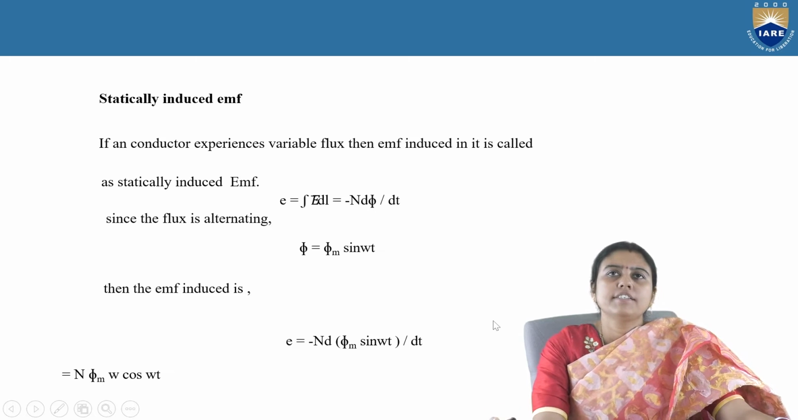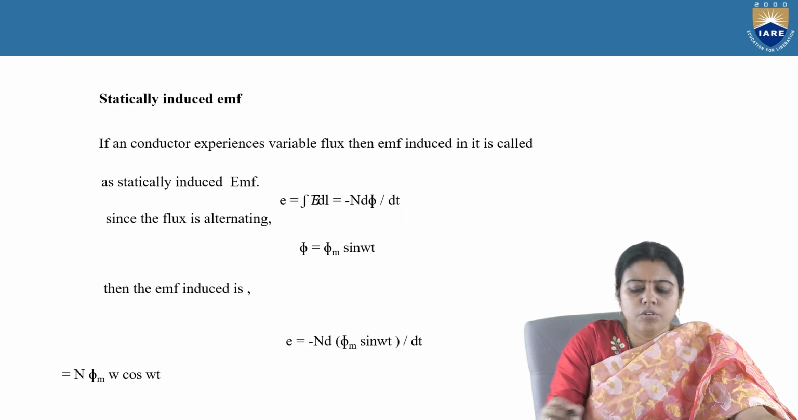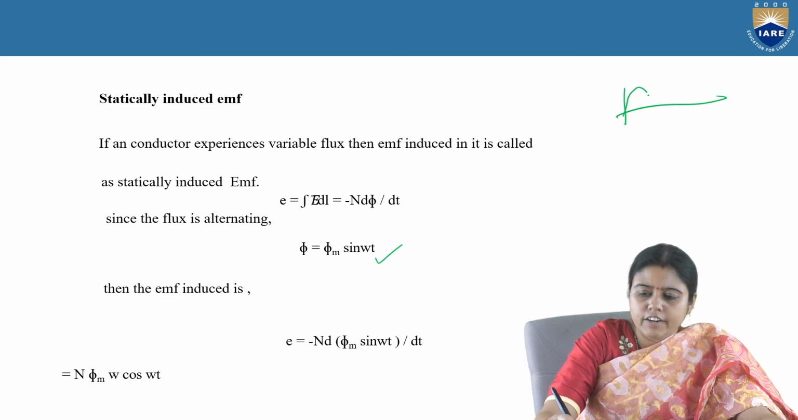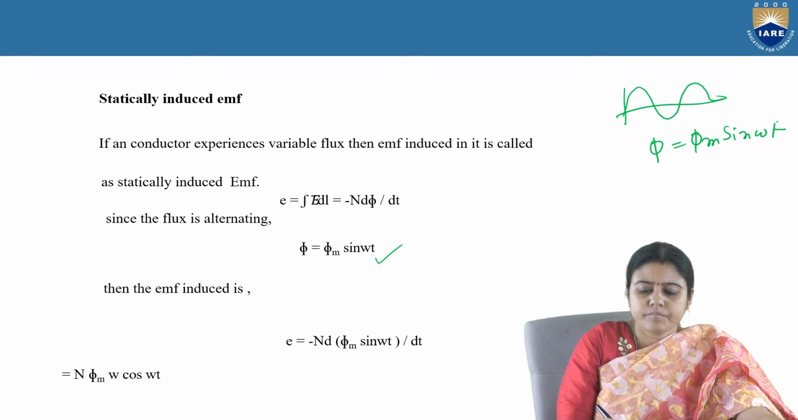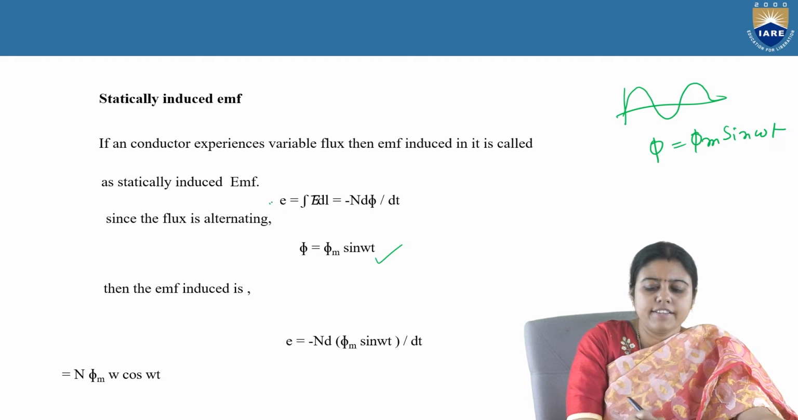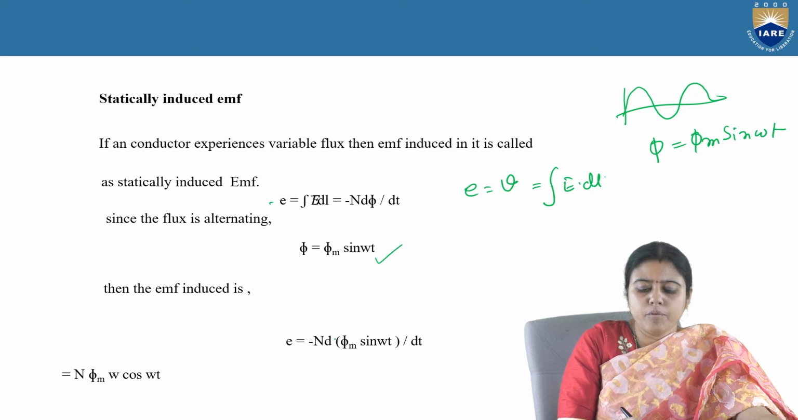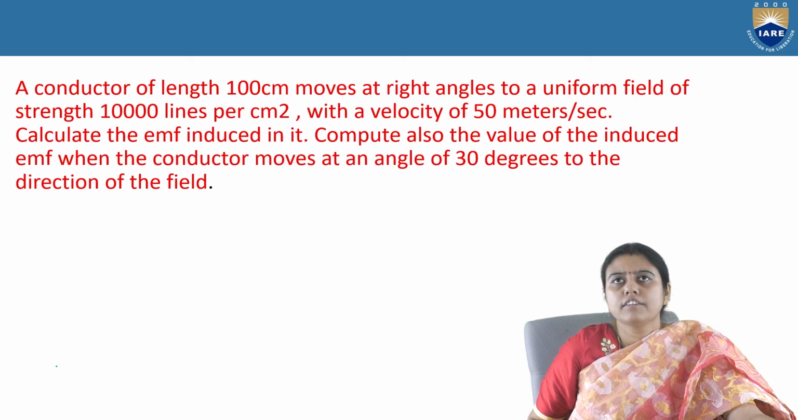So what is the equation of the statically induced EMF? We can write E is equal to the integral of E dot dl, which is equal to minus N d phi by dt, and phi is equal to phi m sin omega t. We know that the flux is alternating flux, so it is AC. If we compare both, we get minus N phi m omega cos omega t, and this is the main EMF equation of a transformer also.